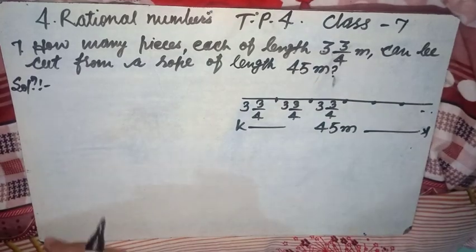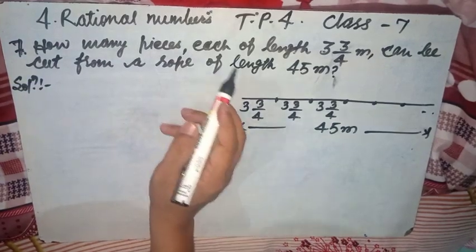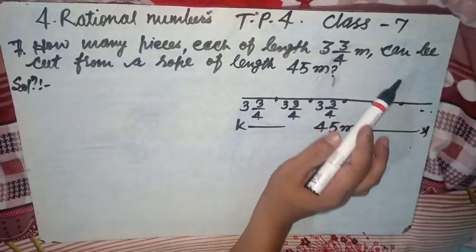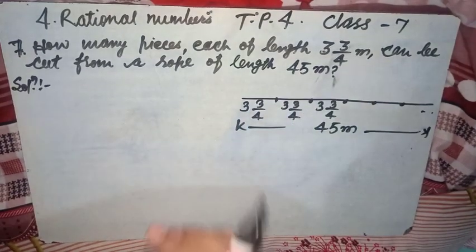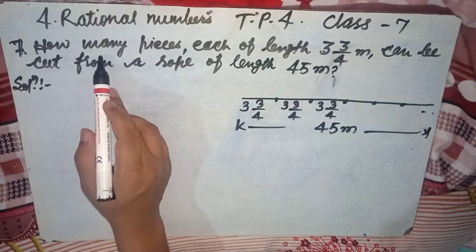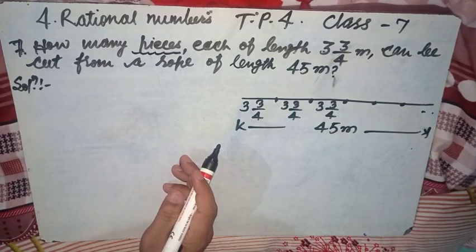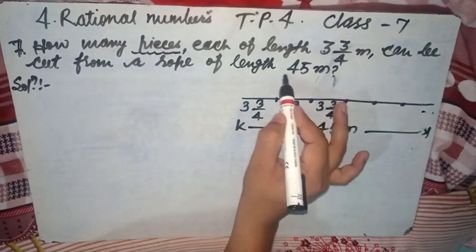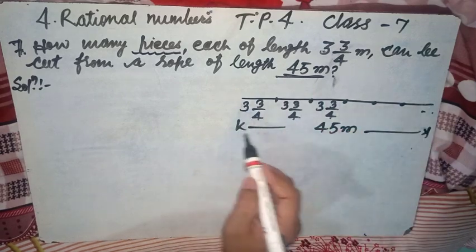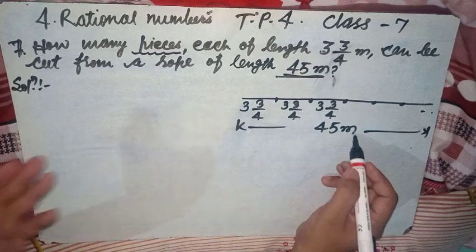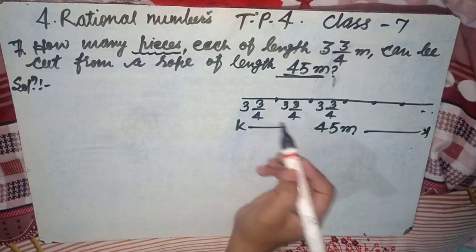Now students, next question number 7 says: how many pieces, each of length 3 and 3 by 4 meter, can be cut from a rope of length 45 meter? Now see, here we have to find the number of pieces. First of all, the length of the rope is 45 meter. We have to cut it into equal pieces of 3 and 3 by 4, but we have to find how many pieces.